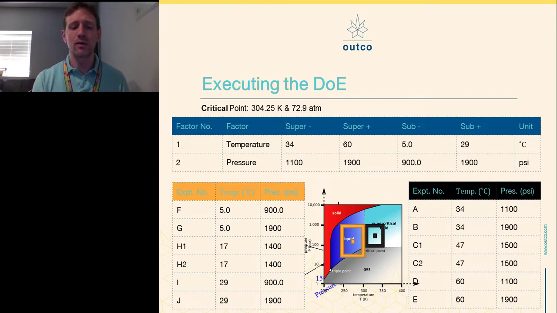So we are looking in this example at pressure and time. And here I give you the upper and lower limits of the temperature and the pressure.